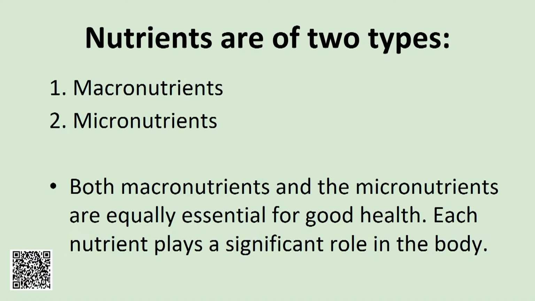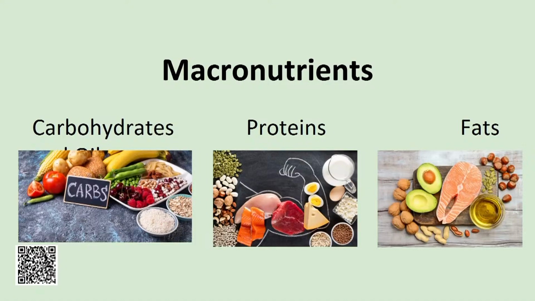So if we understand them one by one, macro itself, the name makes it clear that macro means big and micro means small. So macronutrients are present in large quantity in our foods and they are also required in our body in large quantity. For example, macronutrients are carbohydrates, proteins and fats.